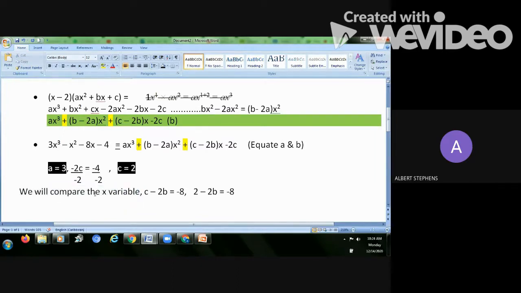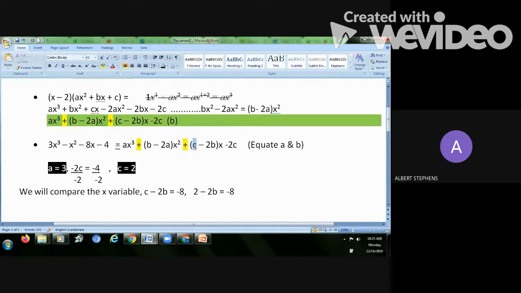All right, so it all depends on you because both of them have what? B. But the problem, let me show you something. Is if you use the x squared, you're not gonna use C, because there's no C in this. You're going to have to use the value of what? A that you worked out. All right? But because we're using the x variable and the x variable has C subtract 2b, we're going to have to use what? That C. All right? So we're comparing the x variable.